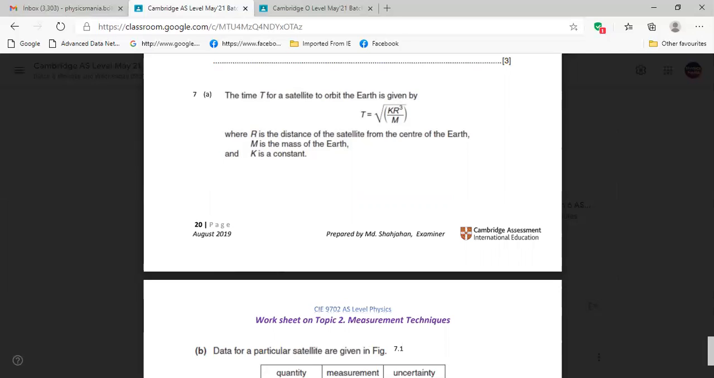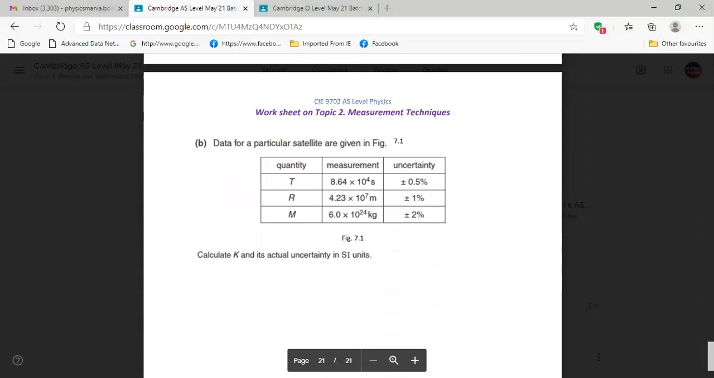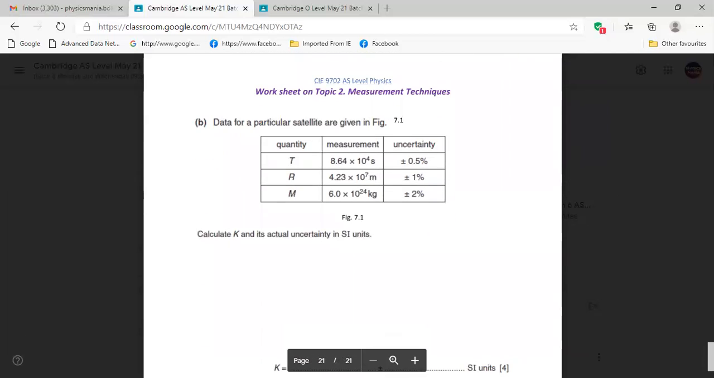Okay, k is a constant. Now continue. Yes, sir. Data for a particular satellite are given in figure 7.1. T is 8.64 times 10 to the power 4 seconds, uncertainty is plus minus 5%. This data is given. What is our concern? Calculate k and its actual uncertainty, right?